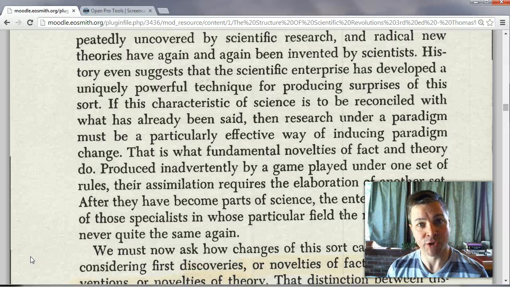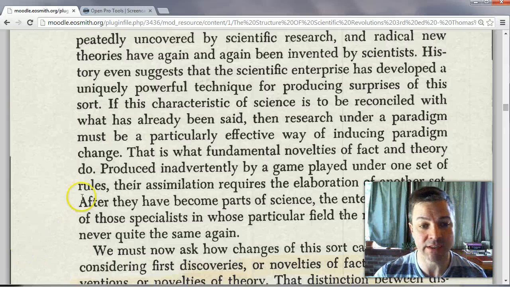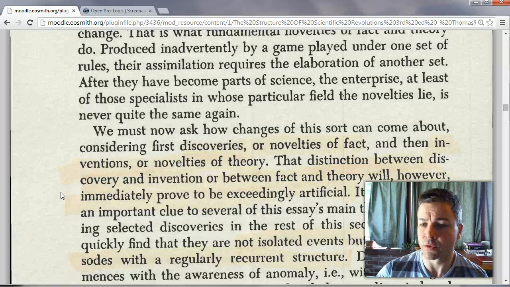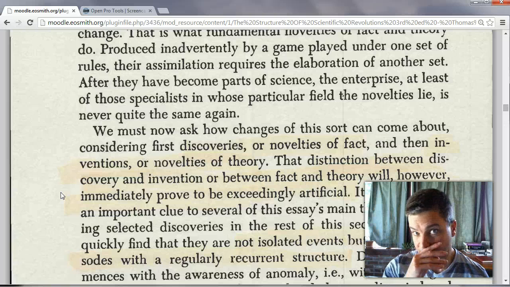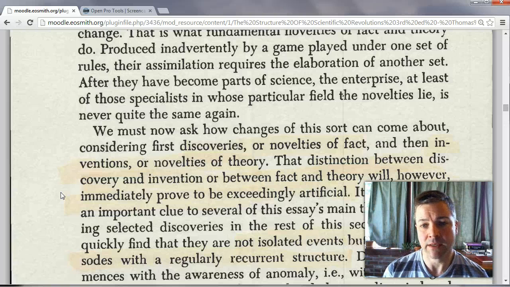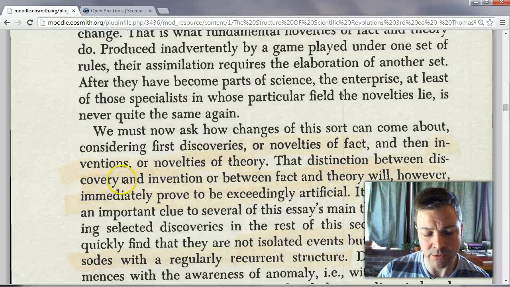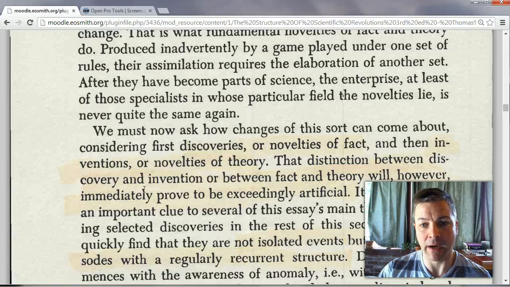Okay, we just finished the first paragraph. First, last. So next step, first sentence of each subsequent paragraph. "We must now ask how changes of this sort can come about, considering first discoveries or novelties of fact, and then inventions or novelties of theory." Okay, so you can see how he's introducing some terms here. He's talking about fact, discoveries, theory. All right, so that's probably what this paragraph is about. It's kind of just a summary.